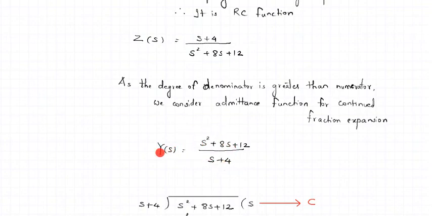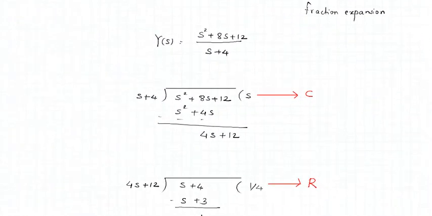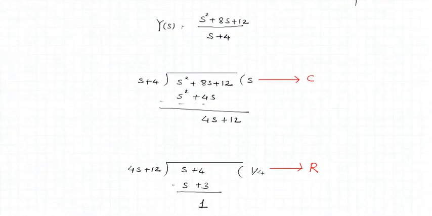So we are now realizing the admittance function. This is very important, that we should be aware of which function we are going to realize. We now apply the continued fraction expansion. Performing the first step of the expansion, the quotient obtained is s, and the remainder is obtained as shown here. Since the remainder is not zero, we continue to perform the division.